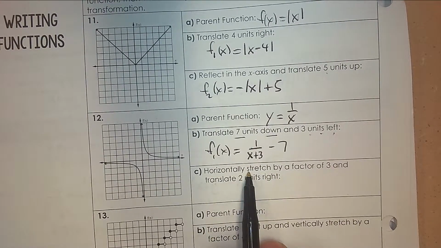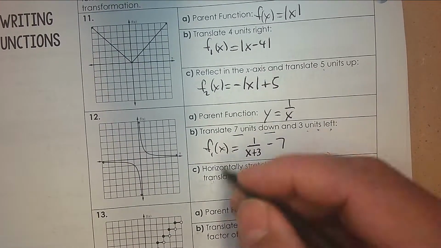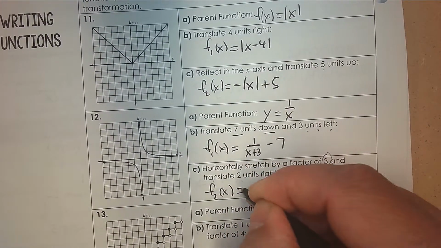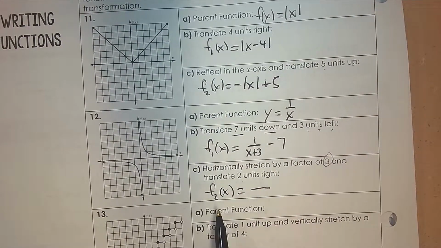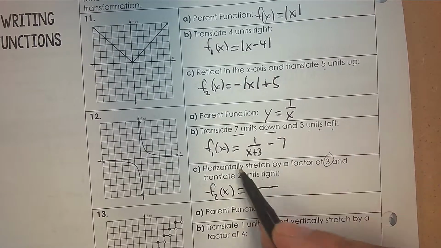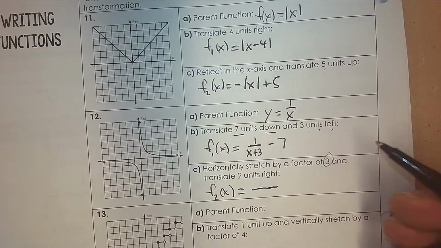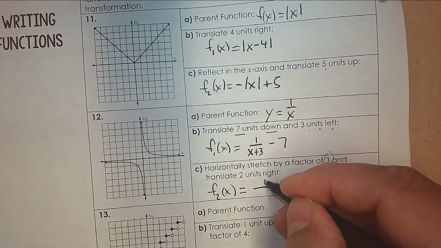Horizontal stretch by 3 and translate 2 units to the right. So I'm going to call this f2 at x. So again, it's a fraction. The easy part is, well, actually, there's nothing happening outside. So horizontal and 2 to the right, all is inside. And when it's inside a fraction, it's actually the denominator.